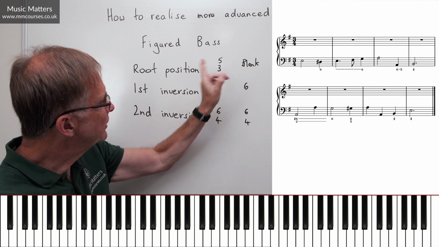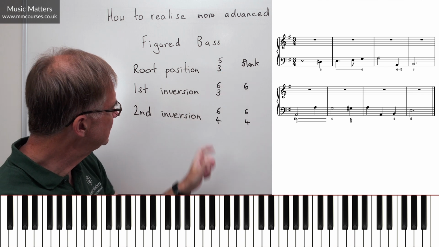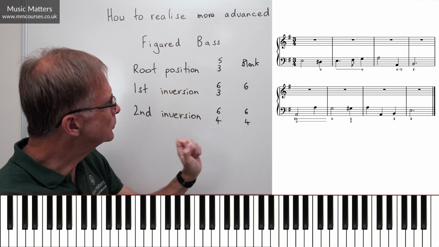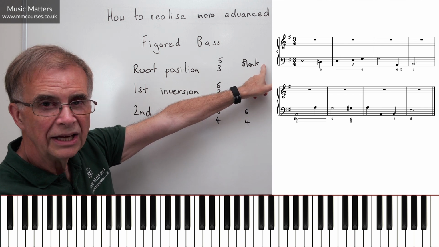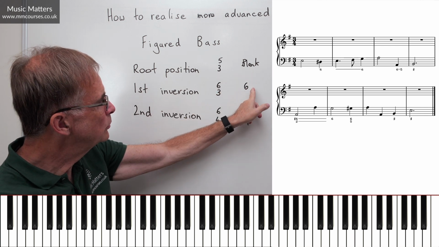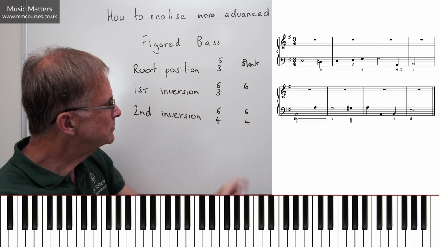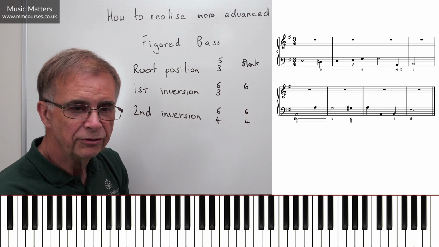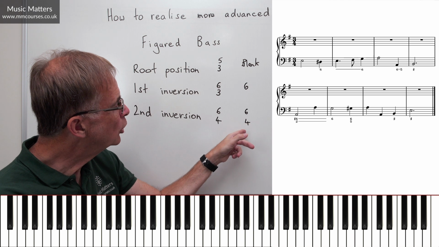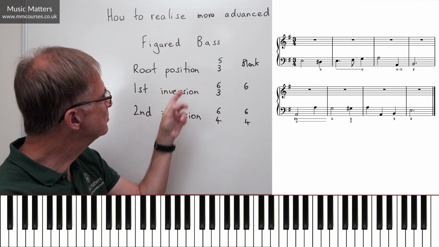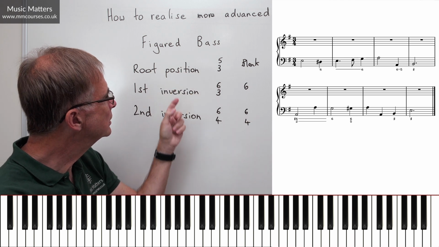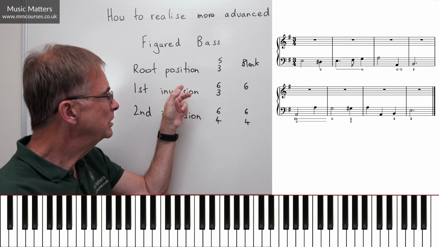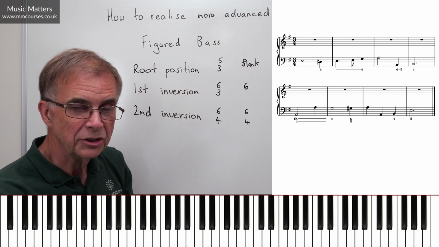Root position is always 5-3, first inversion is always 6-3, second inversion is always 6-4. 5-3 we abbreviate to blank, 6-3 we abbreviate to 6, 6-4 we write out in full because that's the least common presentation. There are many more root positions than there are first inversions. There are many more first inversions than there are second inversions.